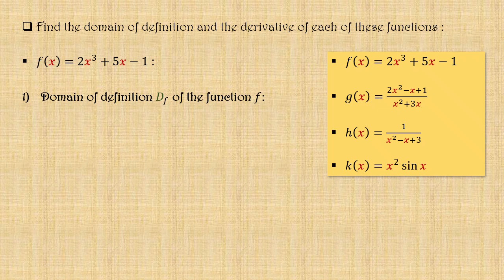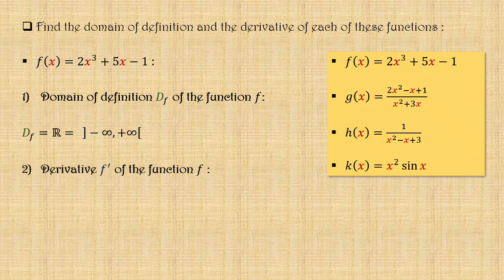For its domain of definition, as the function f is a polynomial function, every real value for its variable x has an image in the set of the real numbers. Therefore, the domain of definition of the function f, noted Df, equals the set of the real numbers R, which can also be written as the open interval negative infinity to positive infinity.